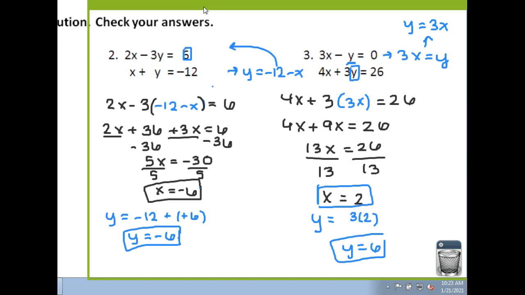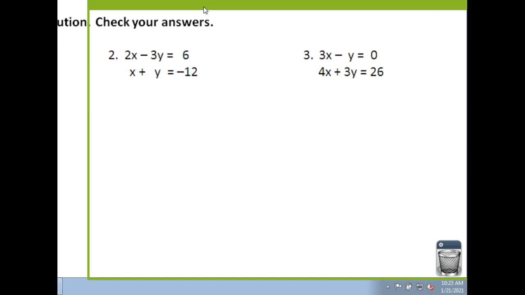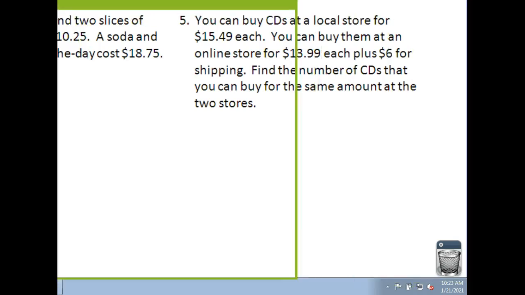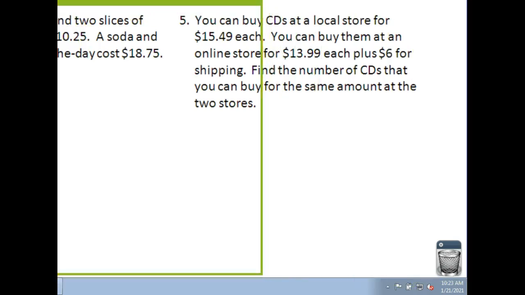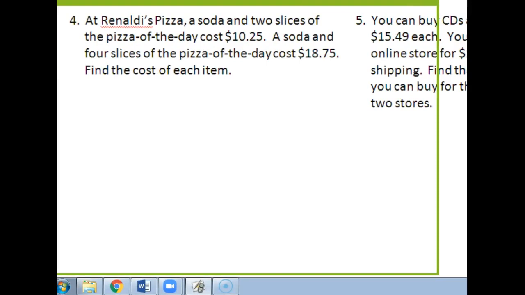So everybody good with examples 1, 2, and 3. We understand substitution method. Hopefully it's coming back to you because this is definitely something you should have learned in Algebra 1. Okay, so obviously, it is a concept you learned in Algebra 1.